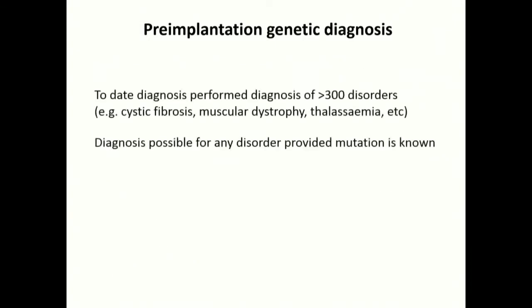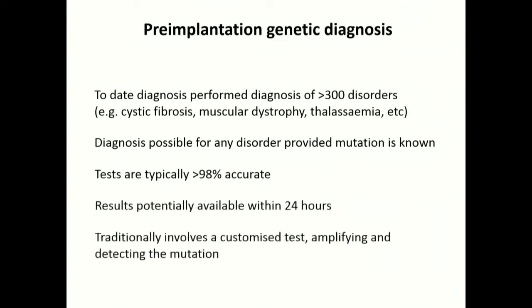To date, we've done PGD for more than 300 different single gene disorders, and really, as long as the underlying basis of the condition is understood, it's possible to design a PGD test for almost any condition. The accuracy, I think, is very good, especially considering the limitations that we're under. Typically, accuracy rates are over 98%. Not 100%, though, that must be noted.